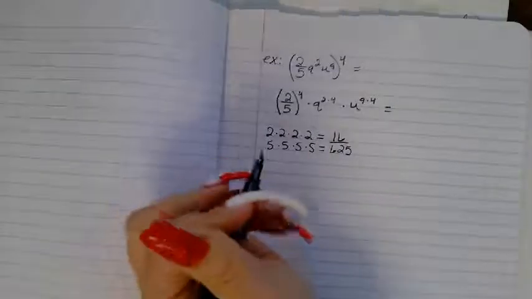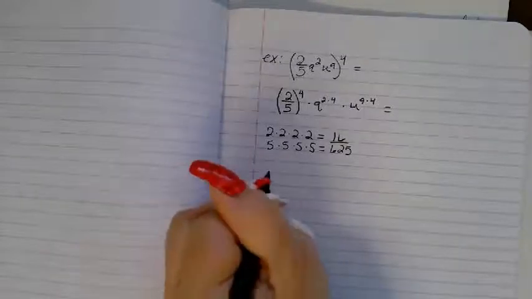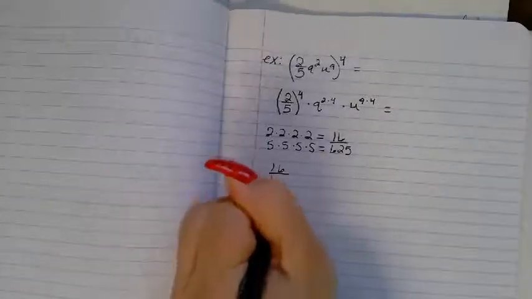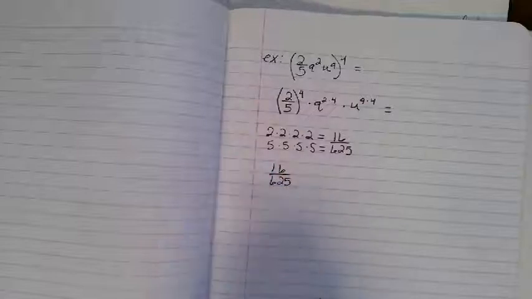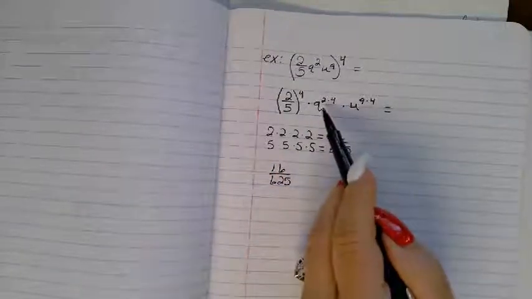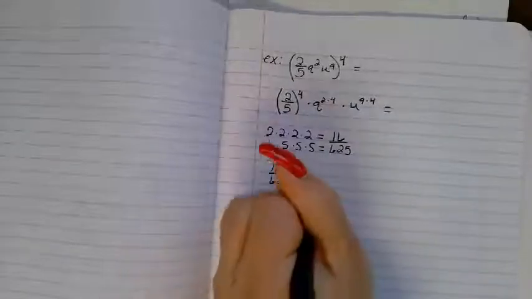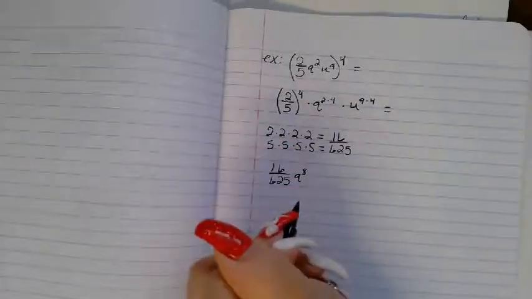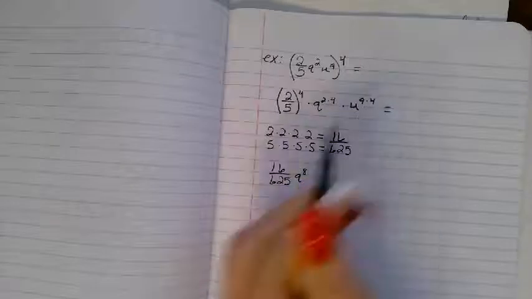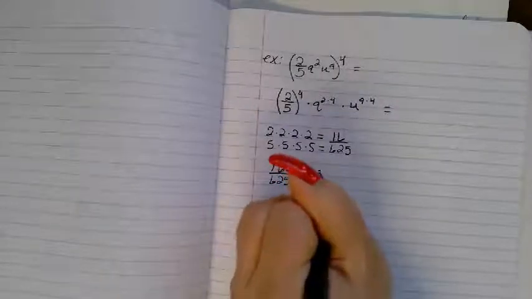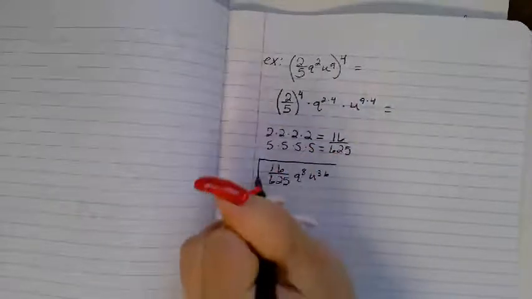Okay. I'm going to rewrite it here because I like it nice and clean for my answer. Then we have our q, and remember we multiply them, right? So we're going to have q to the 8th, and then we have our u to the 36. Okay. Does that make sense? Everyone good there?